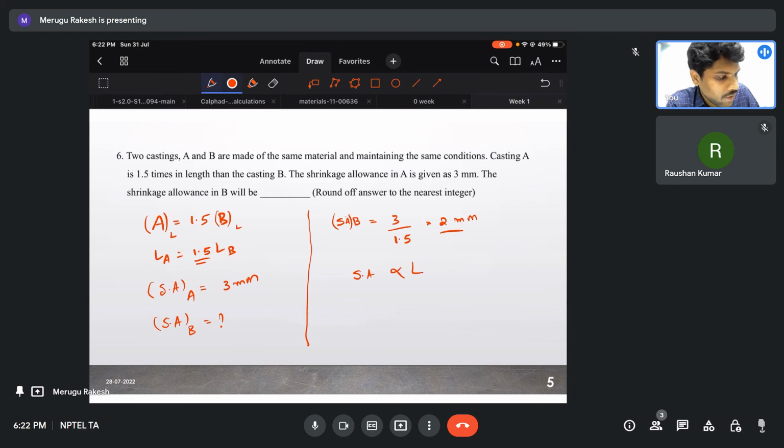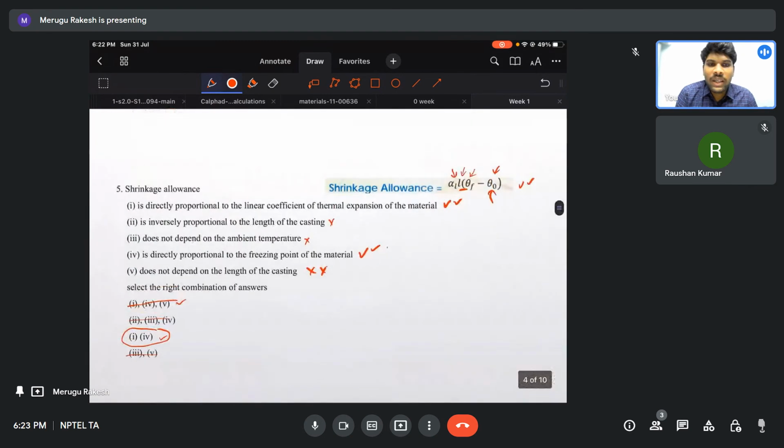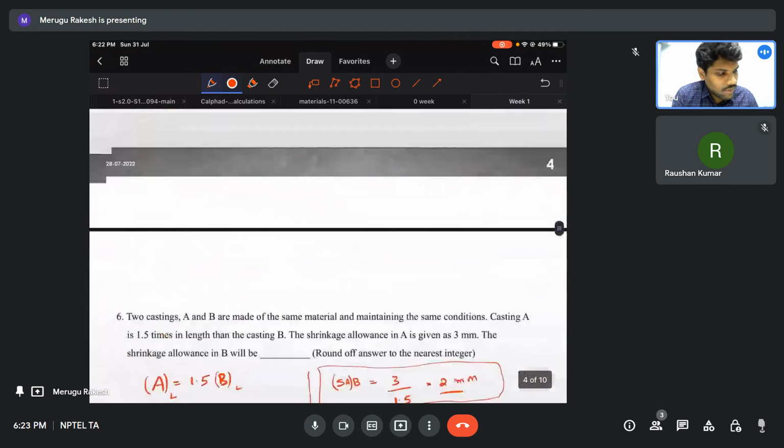If there are two objects of the same material and same conditions, we can directly say the shrinkage allowance divided by the length of the casting is constant. So by using this formula, shrinkage allowance of A divided by length of A is equal to shrinkage allowance of B divided by length of B. This is how I solved it here. So the correct answer is 2 mm. Similarly, we can play with this formula and get the answers.